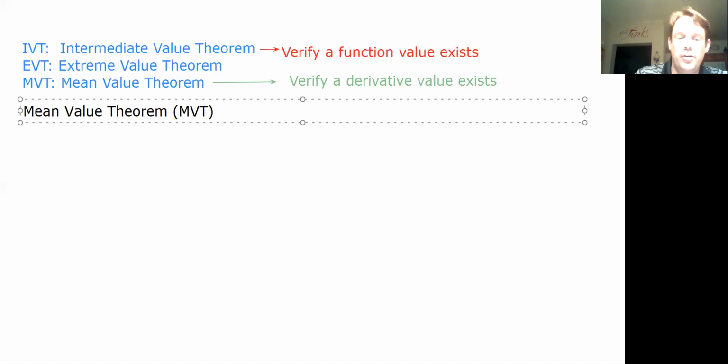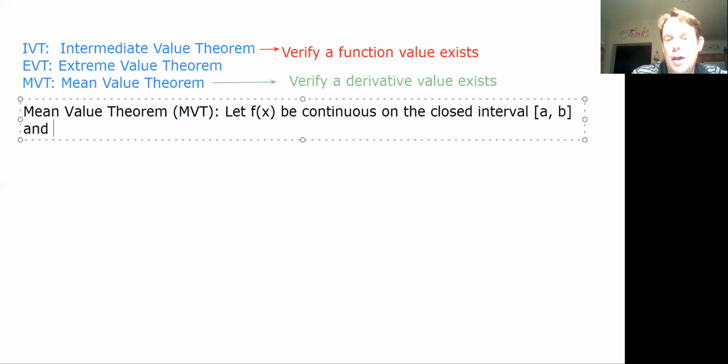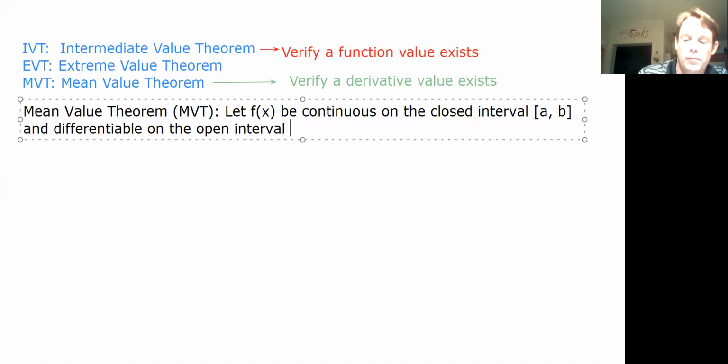And again, it's an existence theorem, just like IVT and Rolle's. So it's not gonna prove anything for us. It's just gonna verify that something does exist. And it doesn't tell us what that is. It just says something will exist on a domain. So let f of x be continuous on the closed domain A to B and differentiable on the open interval from A to B. Kind of looks like Rolle's theorem, right?